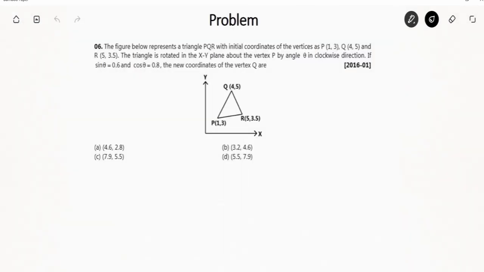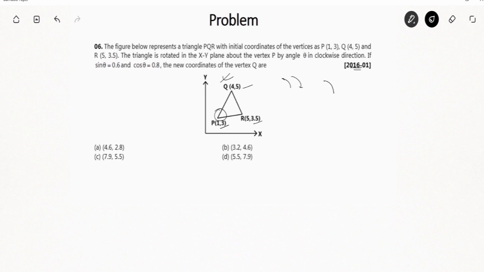See, this is a GATE question from the year 2016. The question is saying the figure below represents a triangle PQR, with initial coordinates of the vertices as P is 1, 3, Q as 4, 5, and R as 5, 3.5. The triangle is rotated in the XY plane about vertex P by angle theta in clockwise direction.